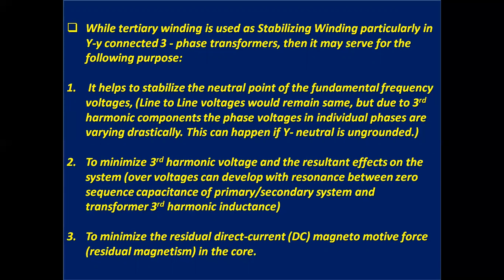Two, to minimize third harmonic voltage and the resultant effects on the system, as overvoltages can develop with resonance between the zero sequence capacitance of the primary or secondary system and the transformer third harmonic inductance. Three, to minimize the residual direct current, DC, magnetomotive force, that is, residual magnetism in the core.